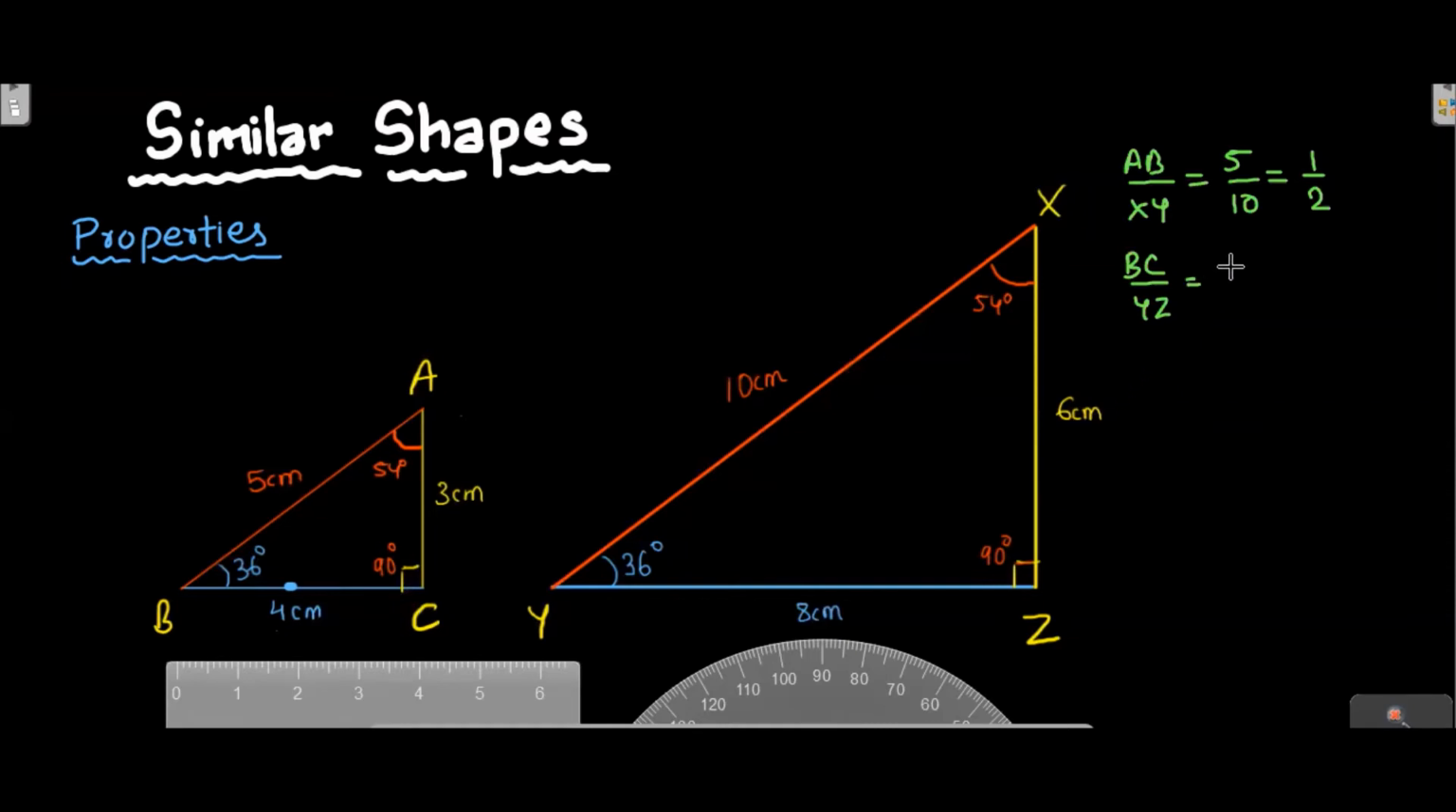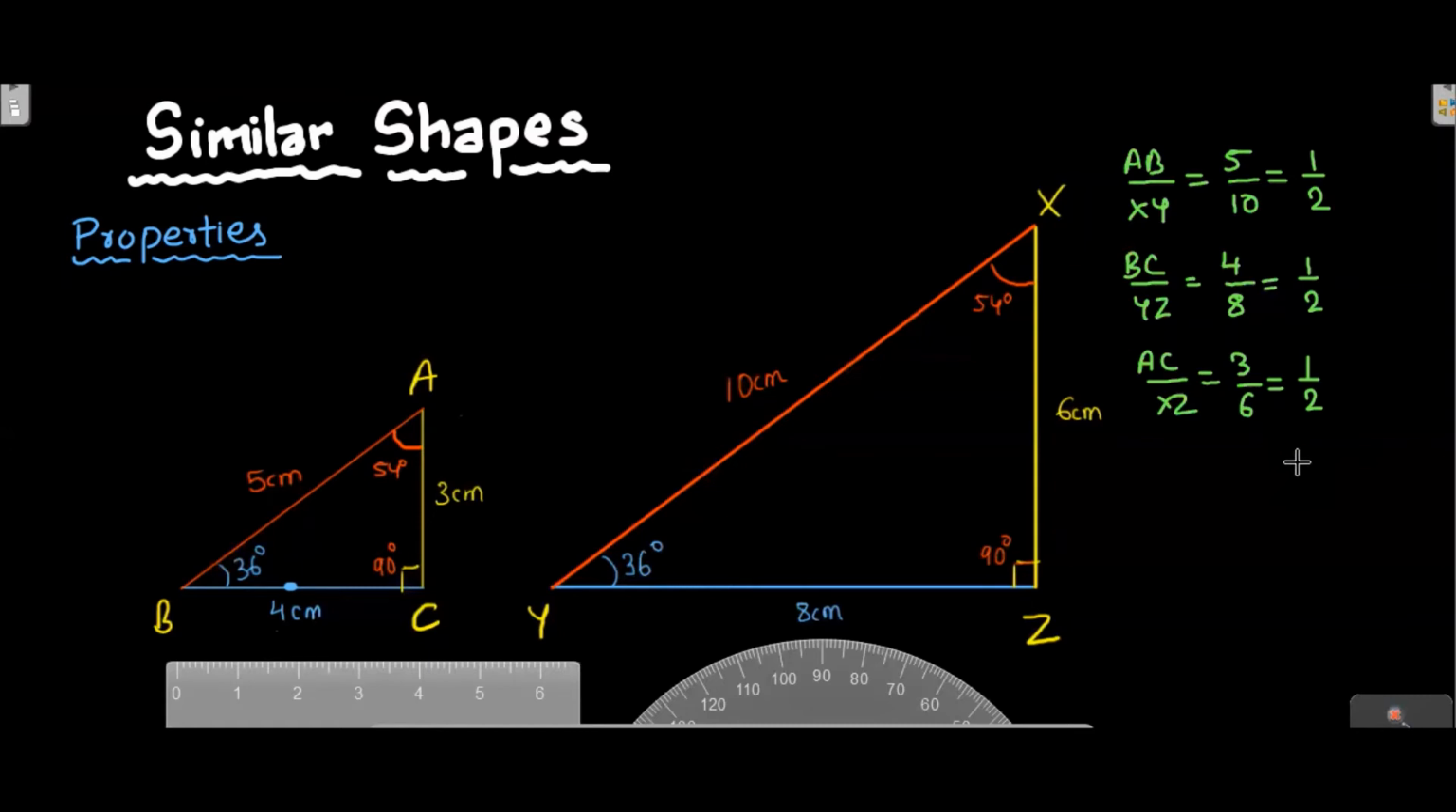Now let us substitute the values. BC is 4, YZ is 8. If you divide this, you again get half. Then AC is the corresponding length of XZ. AC is 3, XZ is 6, and if you divide this, you again get 1 by 2. So for all three, you get the same value. When you find the ratios of corresponding sides and get the same value, that means both shapes are similar.